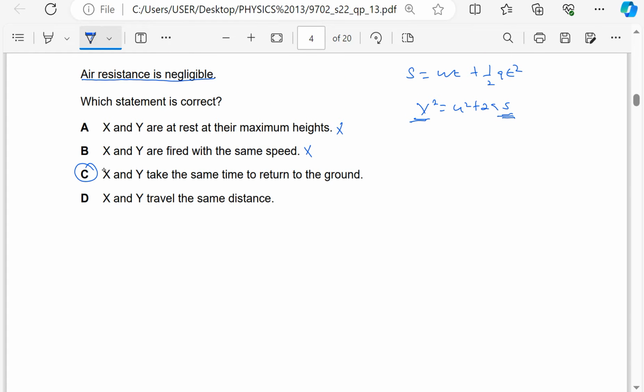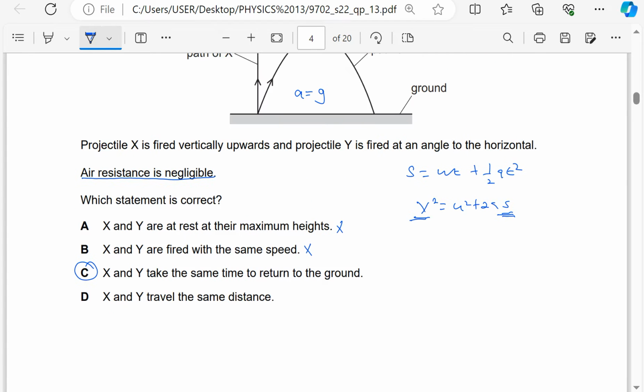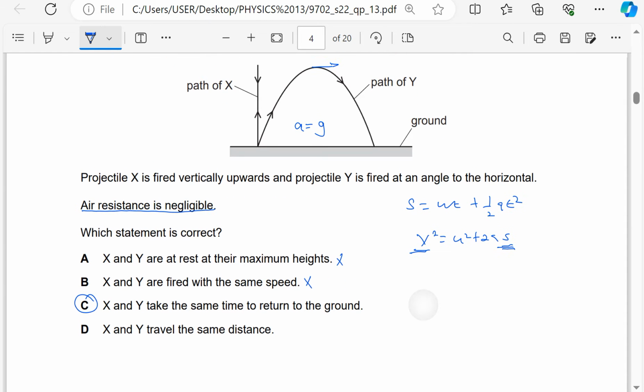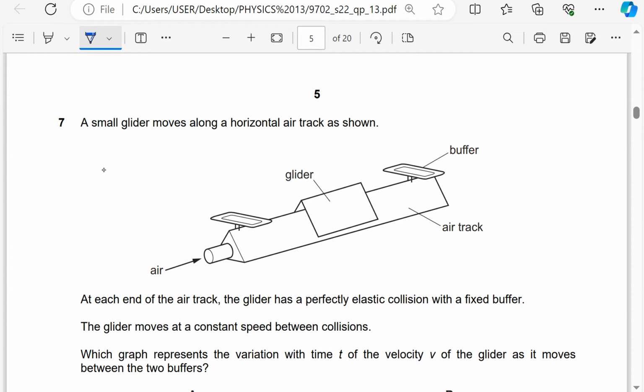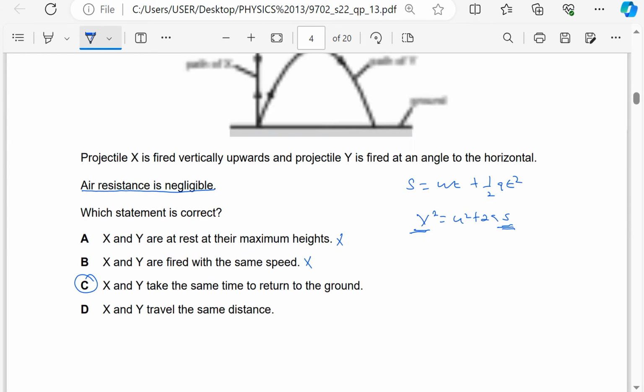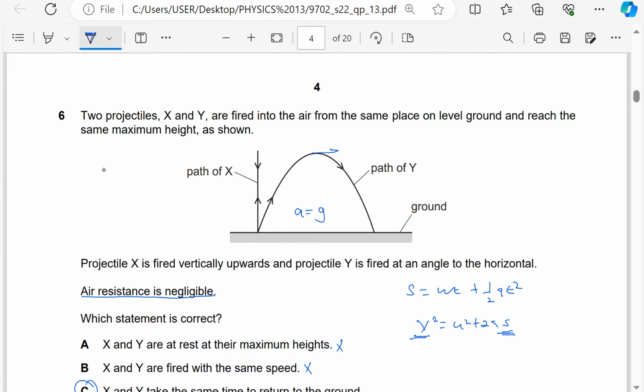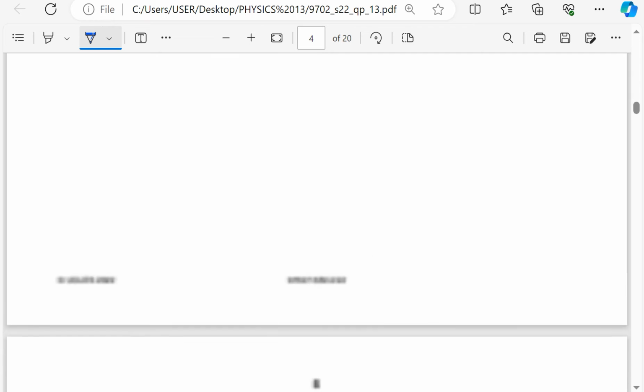This one is saying X and Y travel the same distance. They don't travel the same distance, they have only the same vertical displacement. Someone may ask, why isn't the distance the same? The distance for X will be going up and coming back, that is twice. Yet the distance for Y will be the length of this path. And the length of this path is going to be bigger than the distance for going vertically upwards and coming vertically downwards. But if it was displacement, the displacement would be the same.